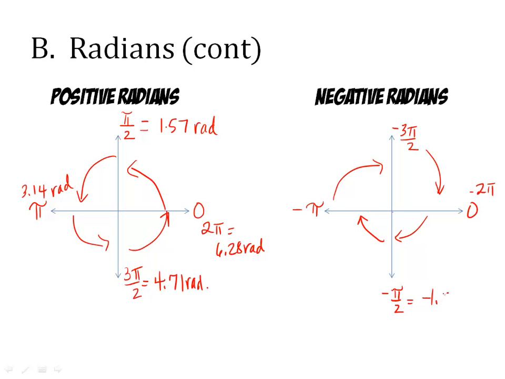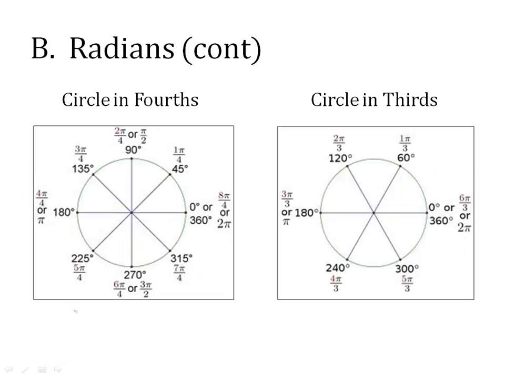So this is negative 1.57 radians. This is negative 3.14 radians, negative 4.71 radians, and then lastly negative 6.28 radians. So know them positive, know them negative. Okay. Once you know those 4 values, you just need to remember the direction when they're negative and when they're positive. These are figured out for you.